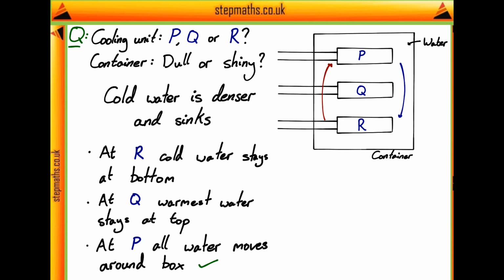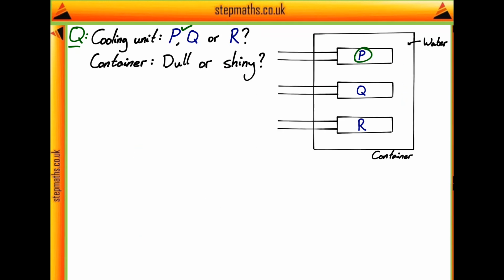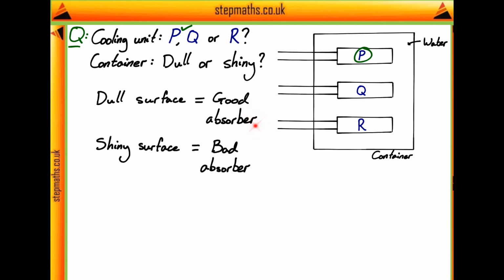Now with that in mind, let's move on and look at whether the container should be dull or shiny. What actually is the difference between the container being dull or shiny? What does it mean? If the container is dull and black, then this is going to be a good absorber. So it's going to absorb heat really well, and it's going to emit heat really well as well. So what about a shiny surface? Well, a shiny surface is just the absolute opposite. It's a bad absorber. It's really bad at absorbing heat, and it's also really bad at emitting heat.